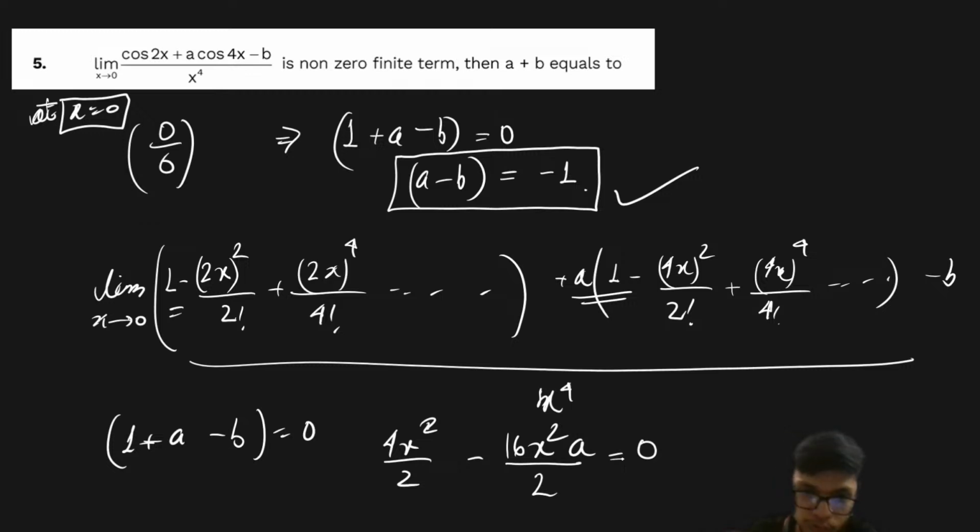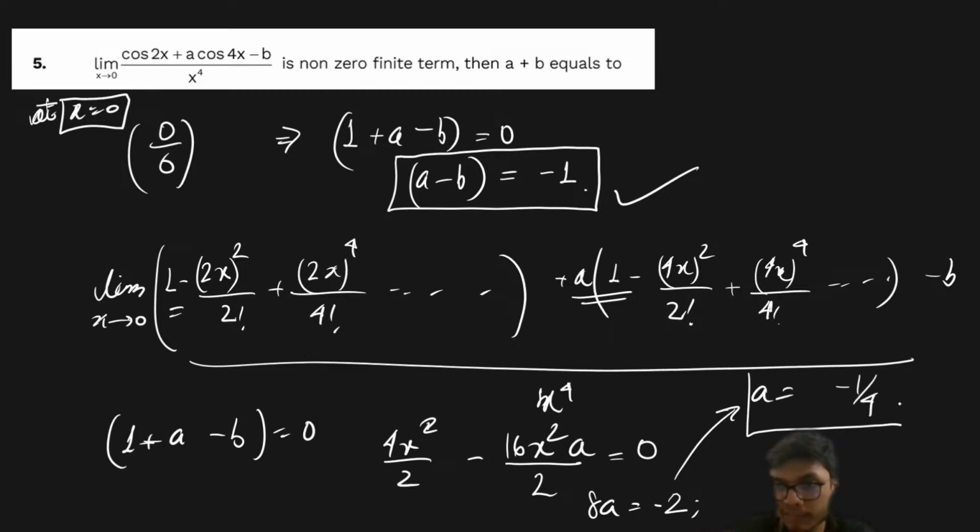Now this should also be equal to 0, which will give the answer as 8a should be equal to minus 2, right? So therefore, I got the value of a as equal to minus 1 by 4. Now if I have the value of a, I can always find the value of b.